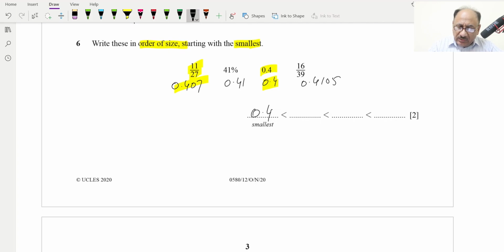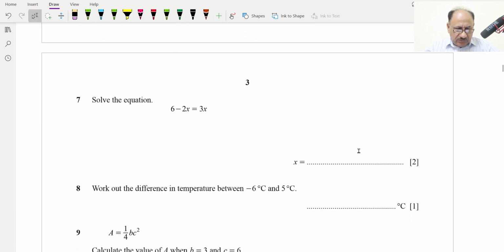So we can write 11 over 27, and the next bigger number will be 41%. This one will be the next number, so 41%, and the last one is the biggest one, so we will write 16/39. This is how we can easily arrange these numbers.